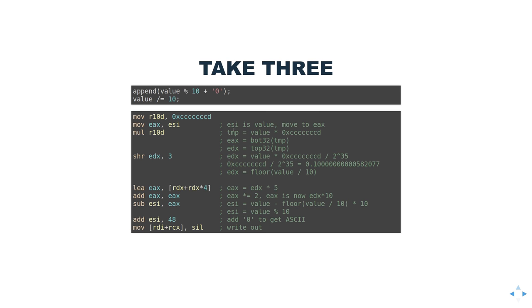So if we had the value 17, at the end of this point here, we would have the value 1, because 17 divided by 10 is 1. We would multiply the 1 back up by 10 to get 10. We would subtract 17, our original number, from 10 to get 7. That's the remainder. And then we're going to add 48, which is the ASCII 0, to that and store it out. So there's our 7. And then we've got our 1 left over. That will go round and be used as the value for the next iteration around the loop.